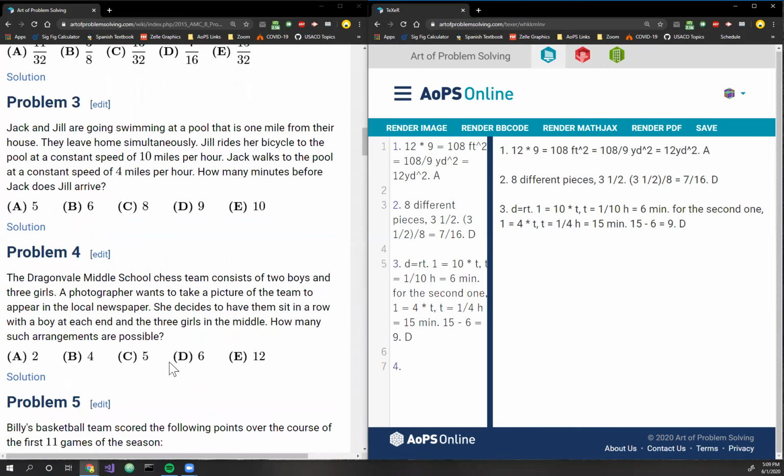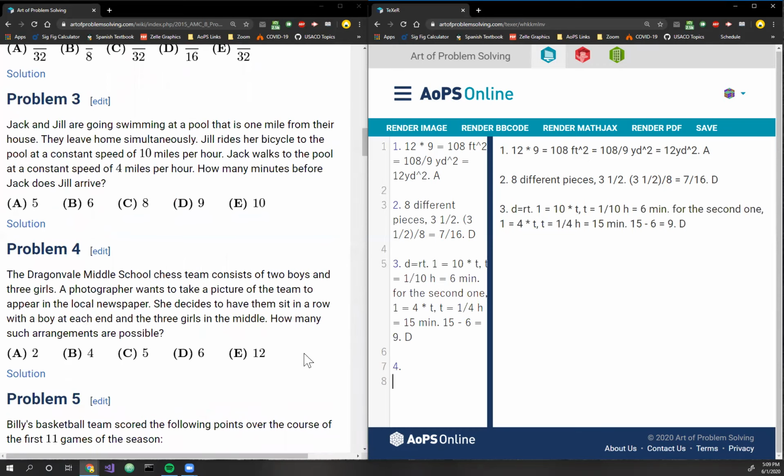All right, so I'm just gonna go through this a bit quicker now. Okay, so there's a chess team with 2 boys and 3 girls, and they want to take a picture, and there are a bunch of conditions. So let's draw these 5 spots. There are 2 boys, and they want a boy at the beginning and the end. And then there's just the 3 girls in the middle.